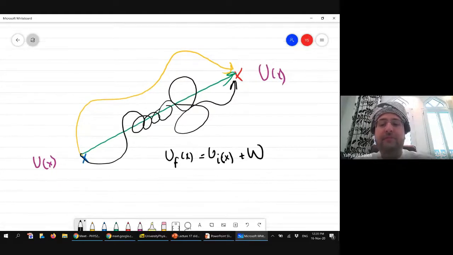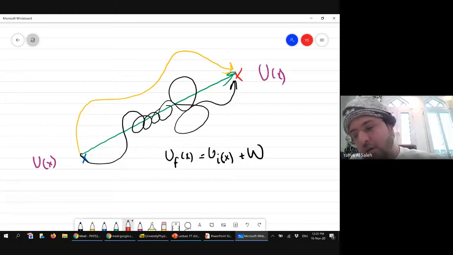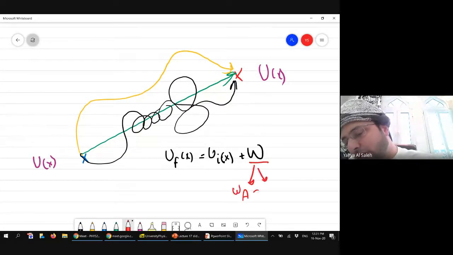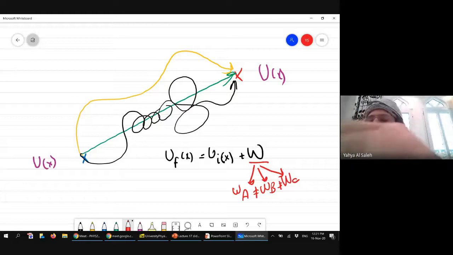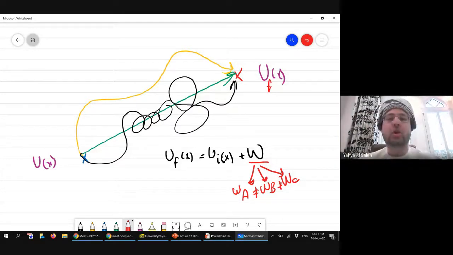I would still have UF equals UI plus X, but then my work would be path dependent. So work A would not be equal to work B, would not be equal to work C. So when I want to define UF up here, based on what do I define it? The potential energy is no longer only dependent on position, but also on path. And we cannot define it until we know the path.